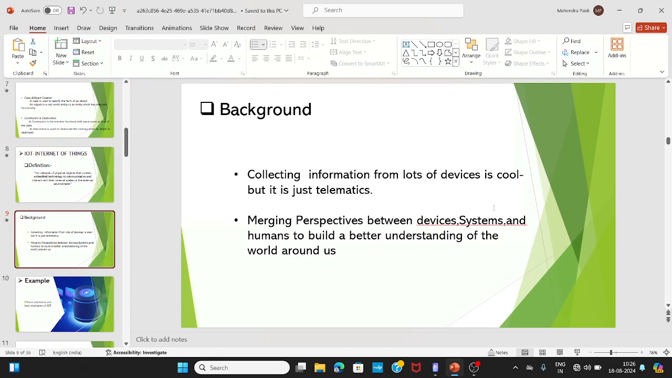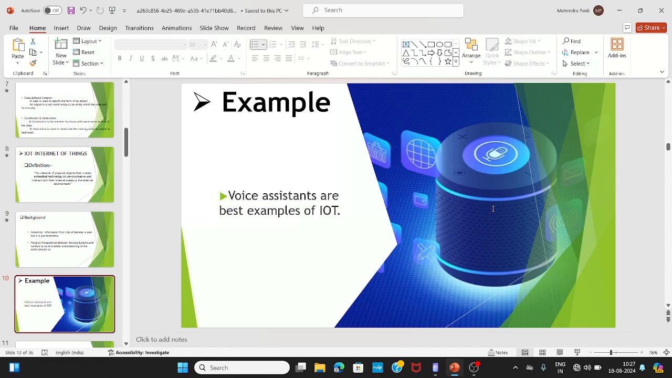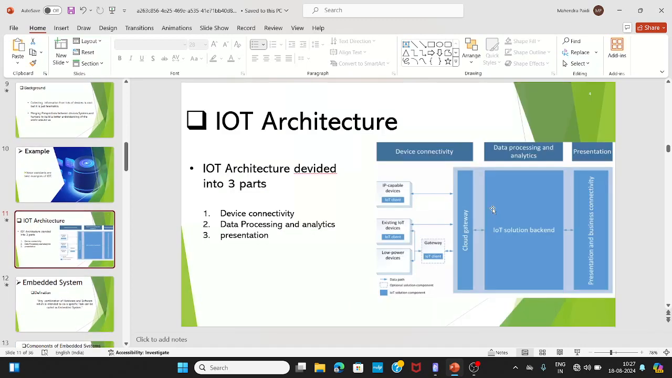It collects the information from a lot of devices. Here, devices are nothing but embedded devices, embedded systems, merging perspective between the devices, systems, and humans to build a better understanding of the world around us. Next, an example for IoT: voice assistance.